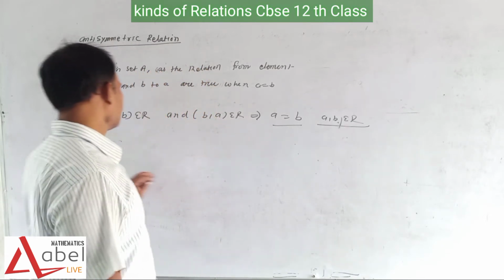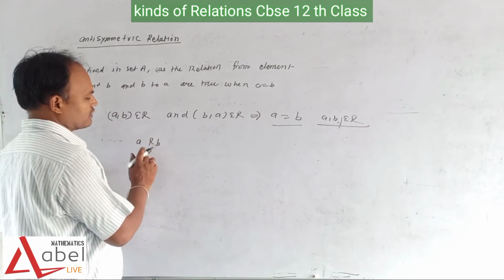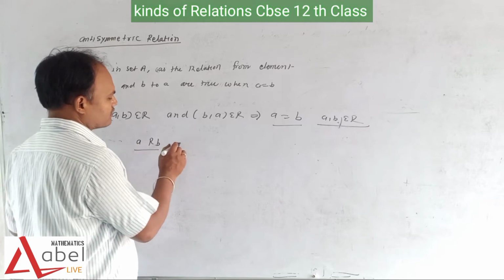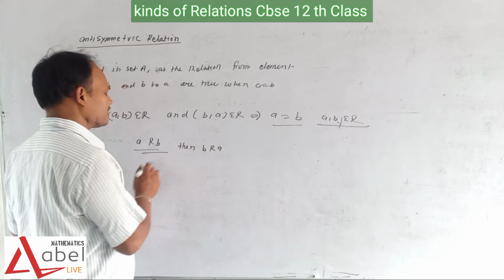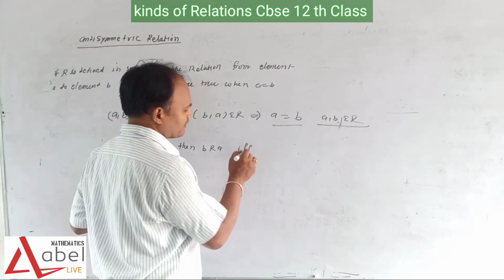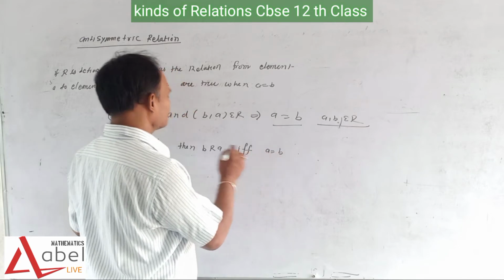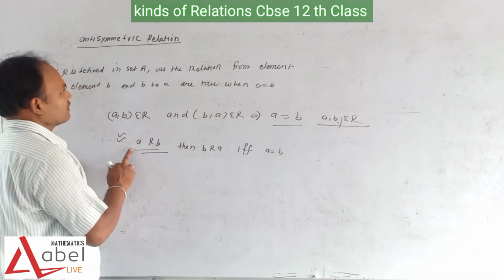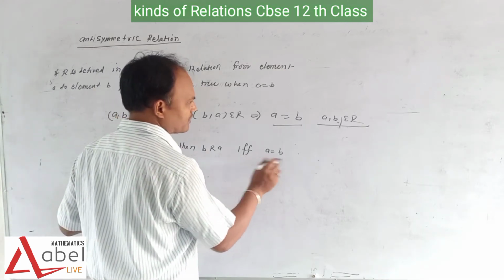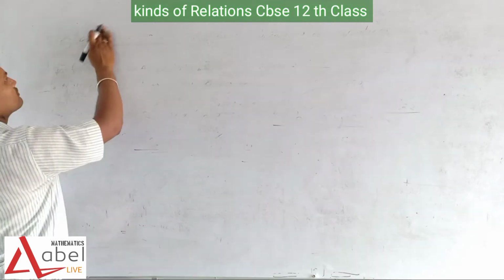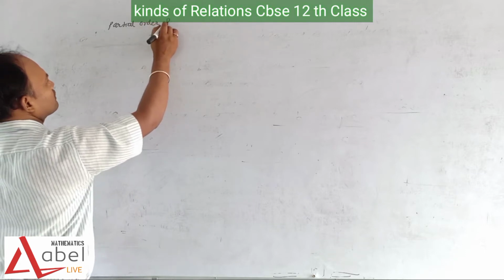So we can write it in another way: ARB is found, then BRA, if and only if A equals B. So this is a very good definition of the anti-symmetric relation, because ARB, then BRA, if and only if A equals B. So this is another way to define order relation.